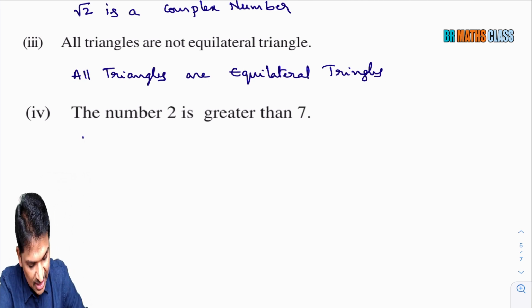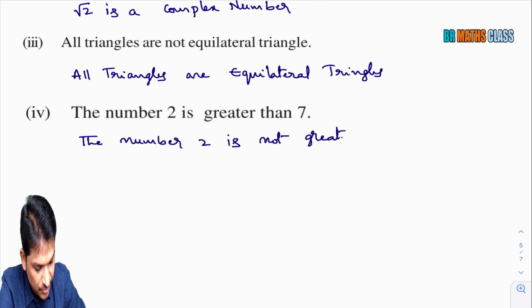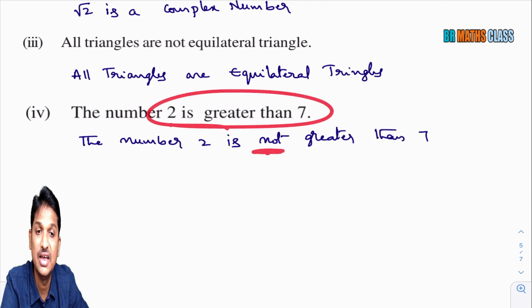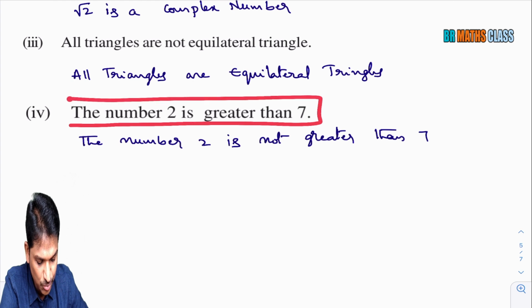I'll write that one. The number 2 is not greater than 7. They are saying greater than 7, and I just said not greater than 7. Or else you can write it like this also: it is false that the number 2 is greater than 7. That is also a negation of this statement.